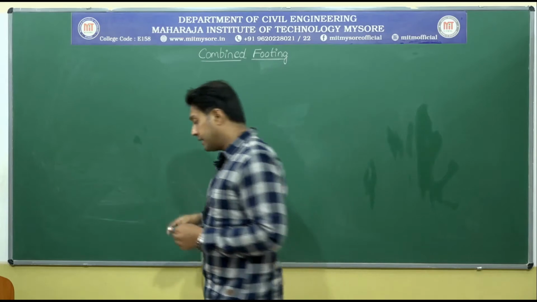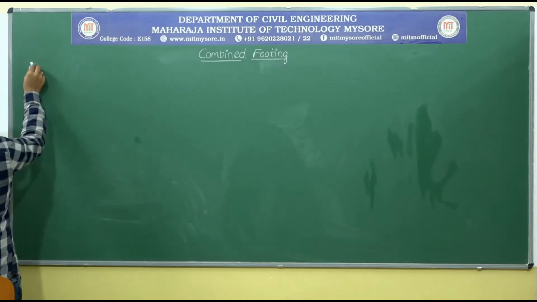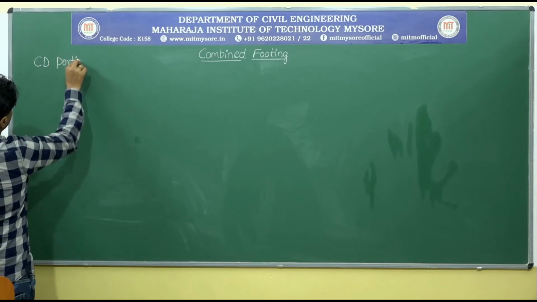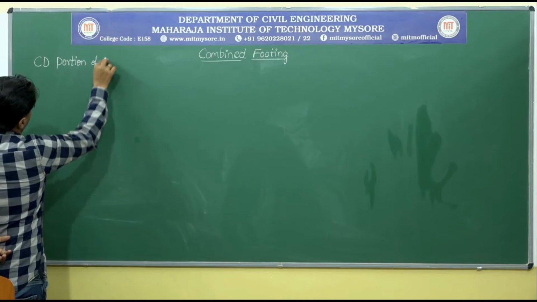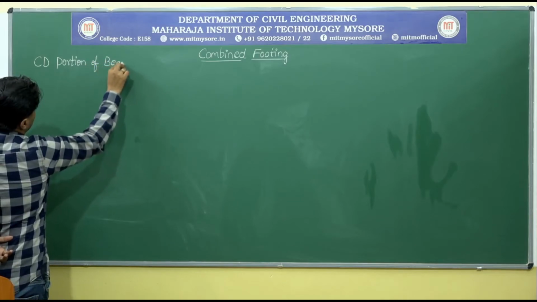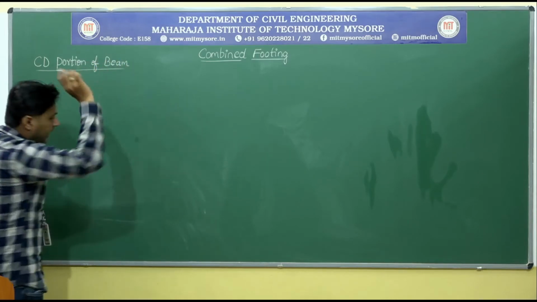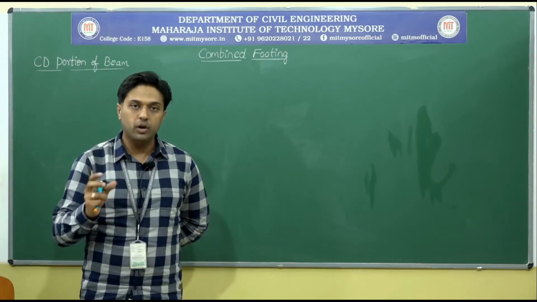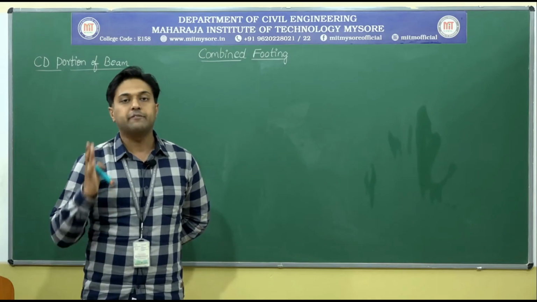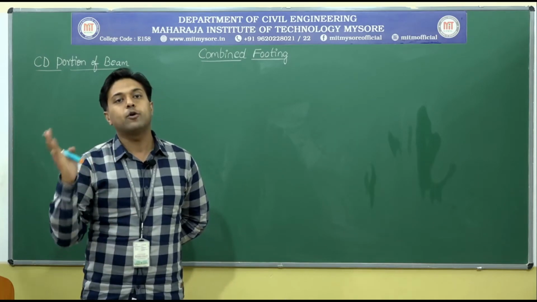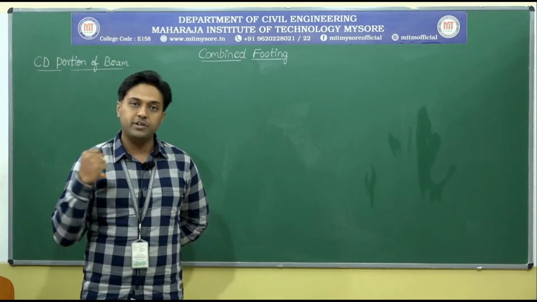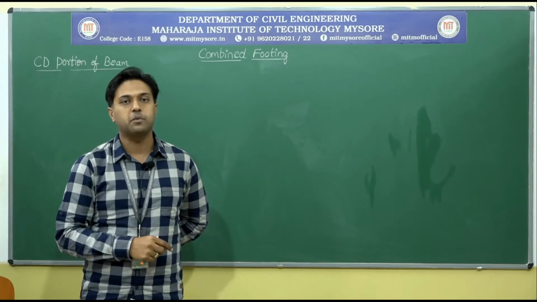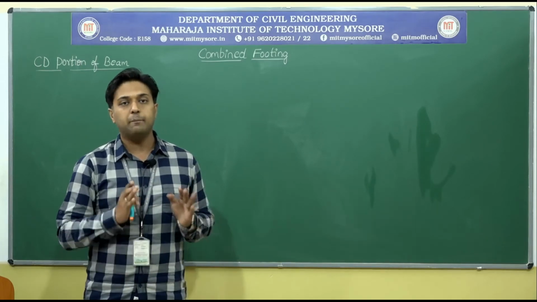Okay. So now let me take up the CD portion of the beam. As the name itself indicates, it's a beam. So in a beam, what we need to do is calculate the number of bars. If I want to calculate the number of bars, I want to know the AST. How much AST is required? How much bending takes place? That much AST we need to provide. So I need to know the bending moment.